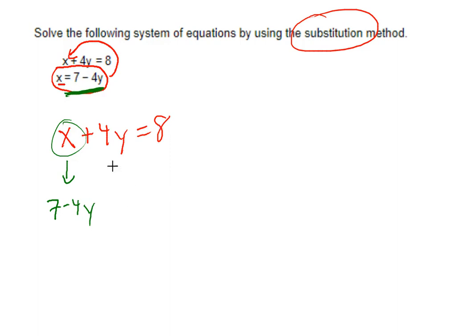The rest of the top equation stays the same, so we're going to still have the plus 4y, and we're still going to have the equals 8.